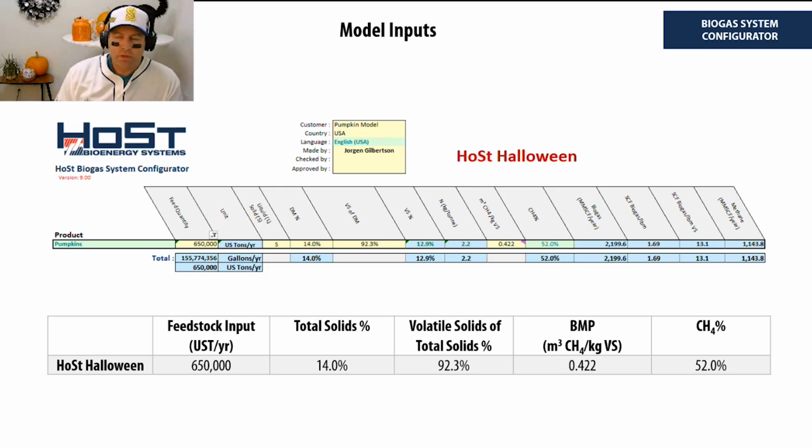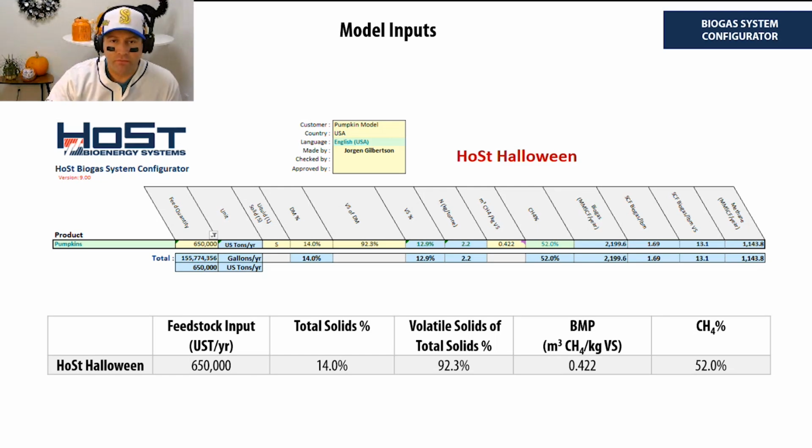So a pumpkin, we have this in our database. For this model, we assume a total solids of 14%. The volatile solids of the total solids is really high at 92.3%. And then this BMP figure. For those of you who don't know, BMP stands for biomethane potential. For each kilogram of volatile solids, aka organic matter, that is the matter that has the potential to become biogas.